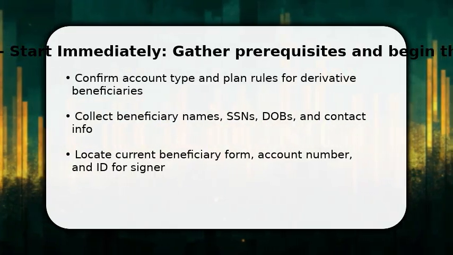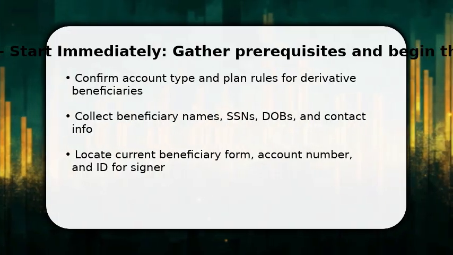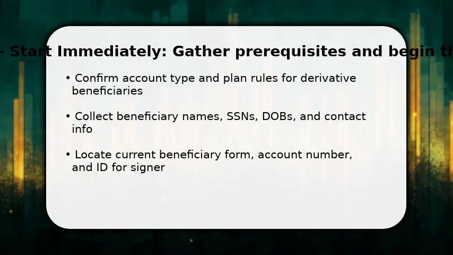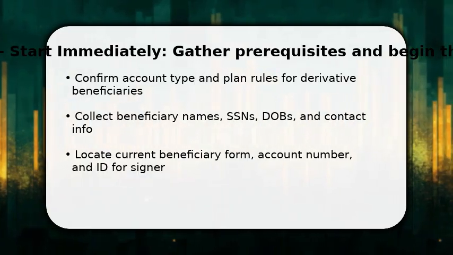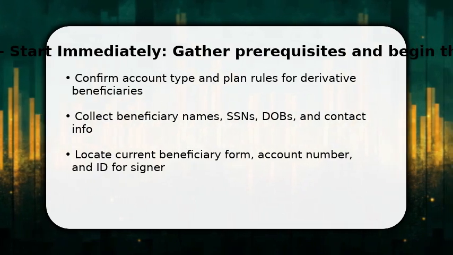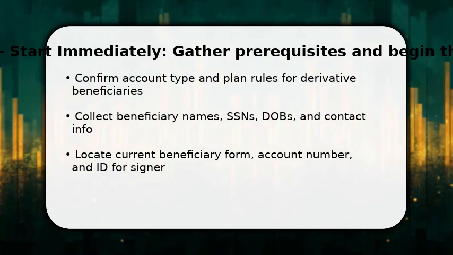Then retrieve the current beneficiary form or online portal, plus account number and a photo ID. Once done, contact the plan or custodian to request the correct form. Make sure you know submission options, upload, mail, or in person, so you can act immediately.